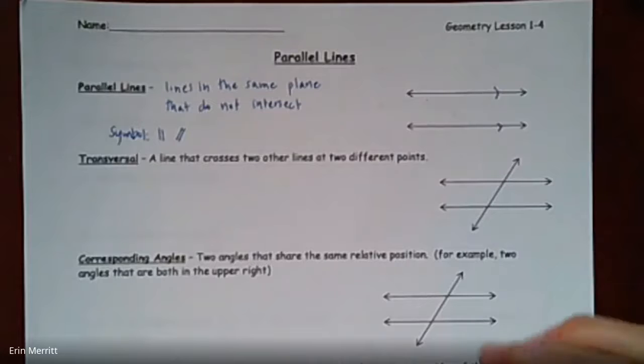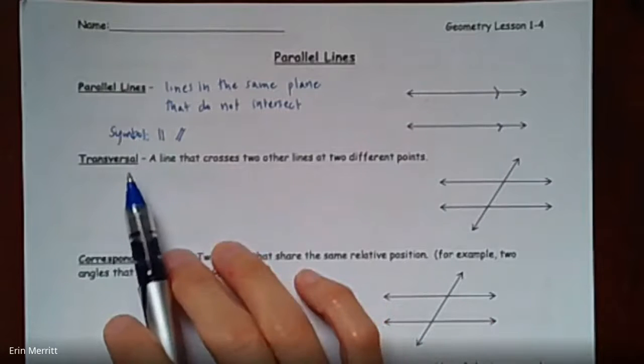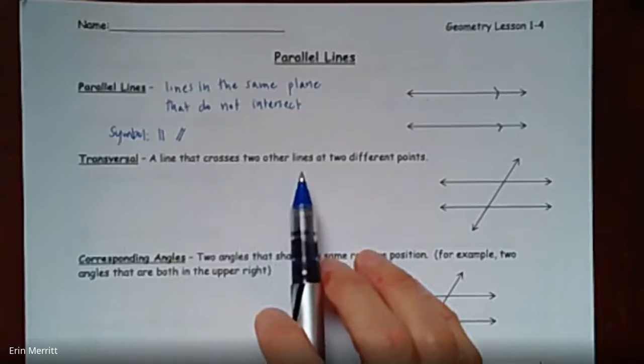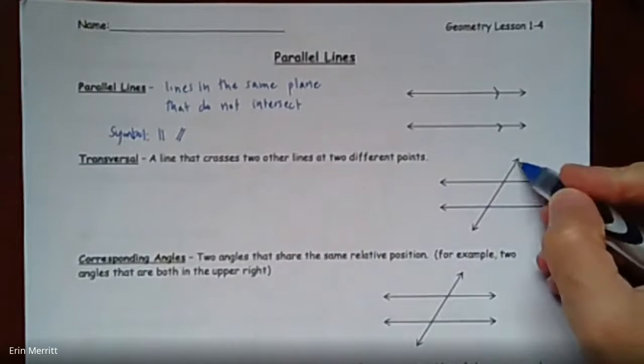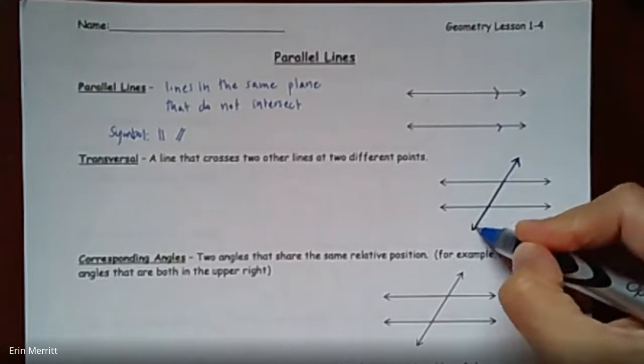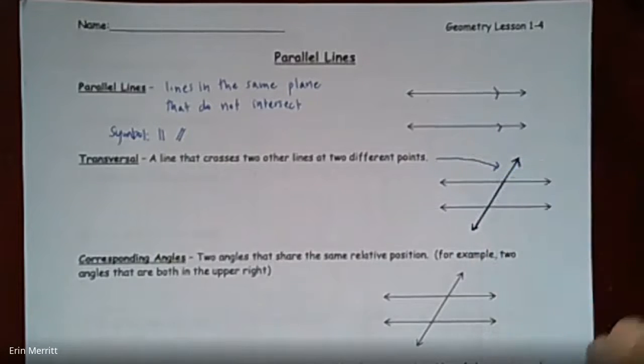Some other things that we're going to need to talk about first, the idea of a transversal line. So it's a line that crosses the other two at two different points. So right here, this is the transversal line. Right? So I'm just going to kind of draw an arrow over to that.